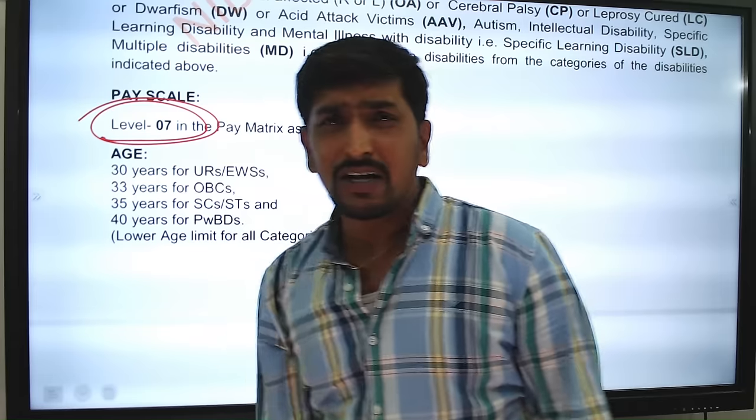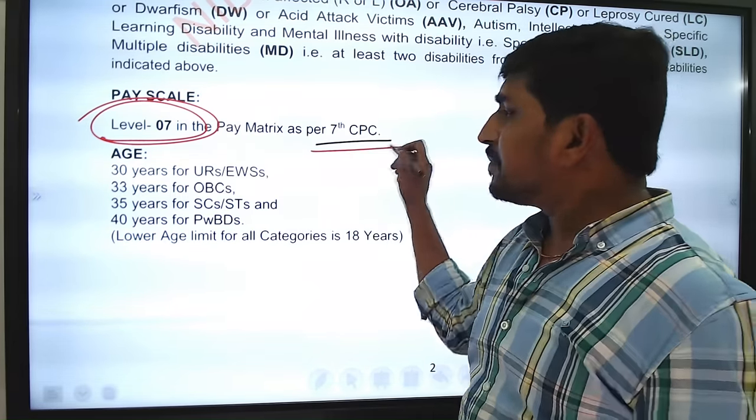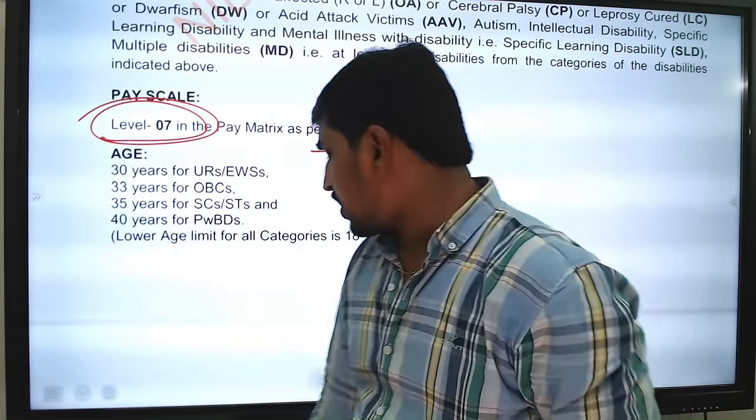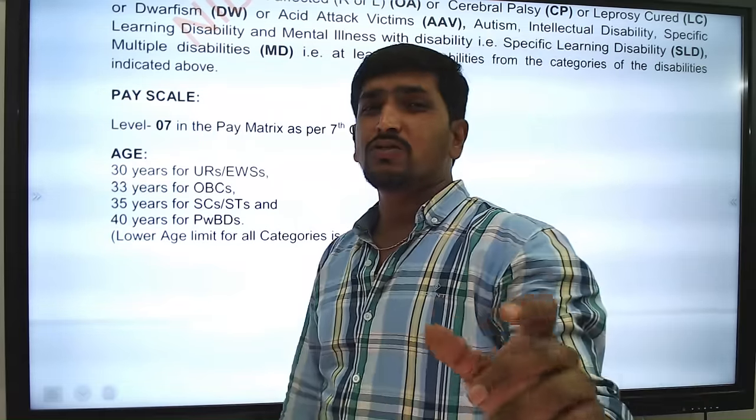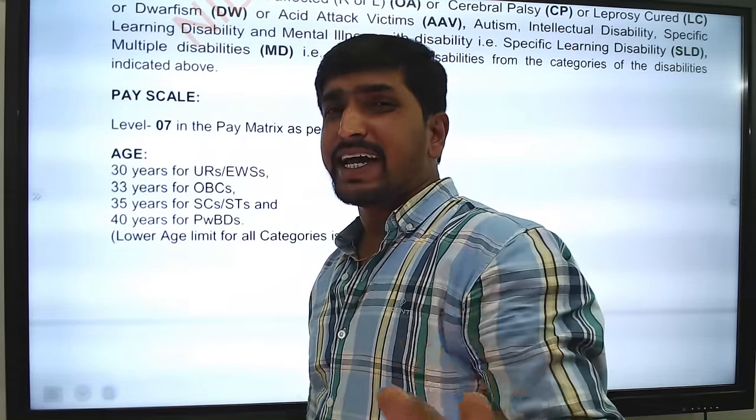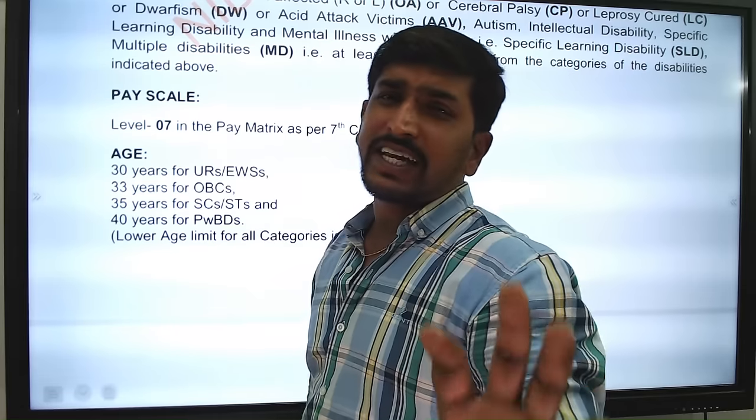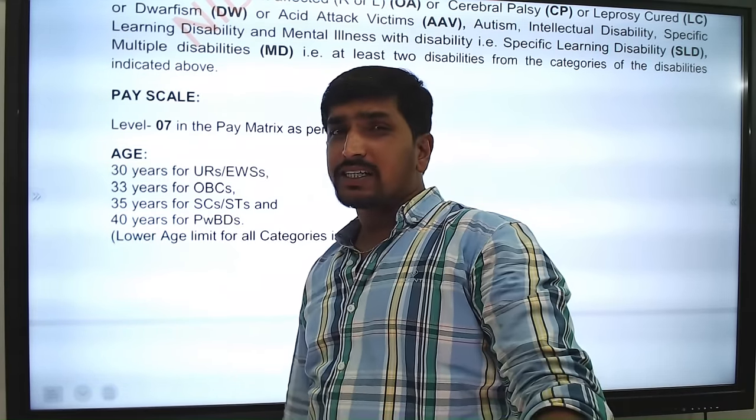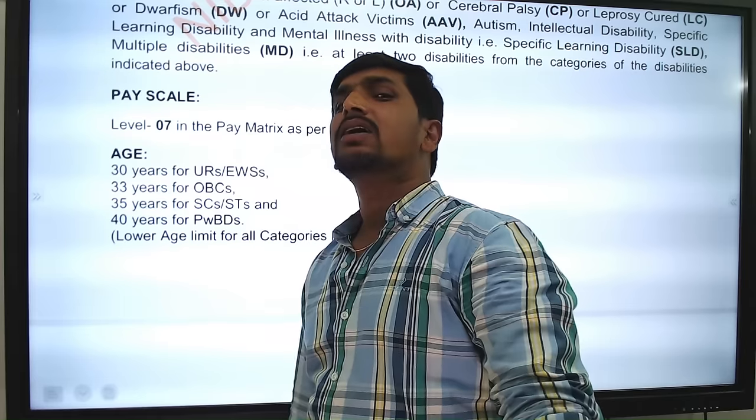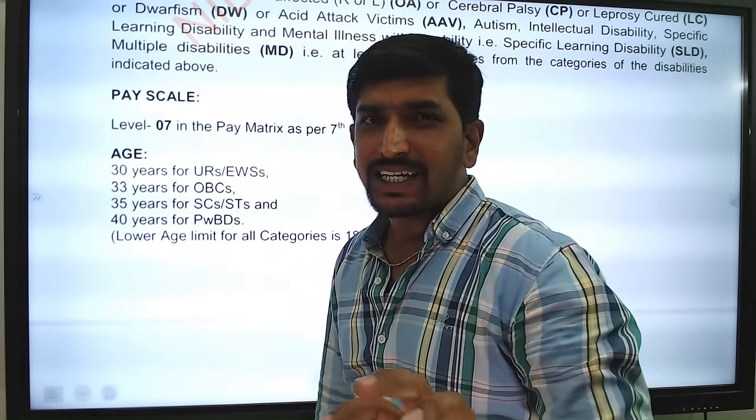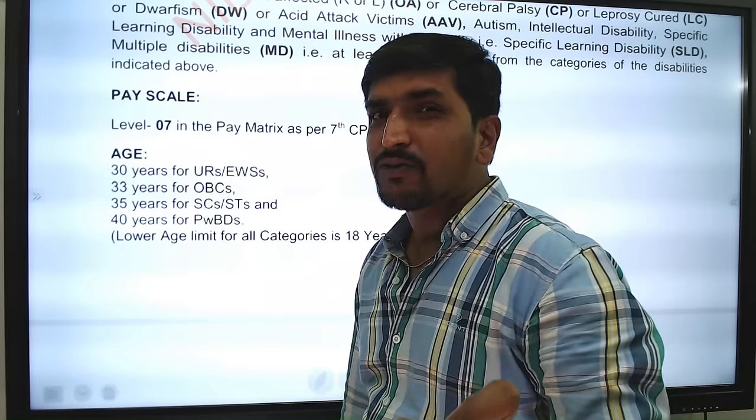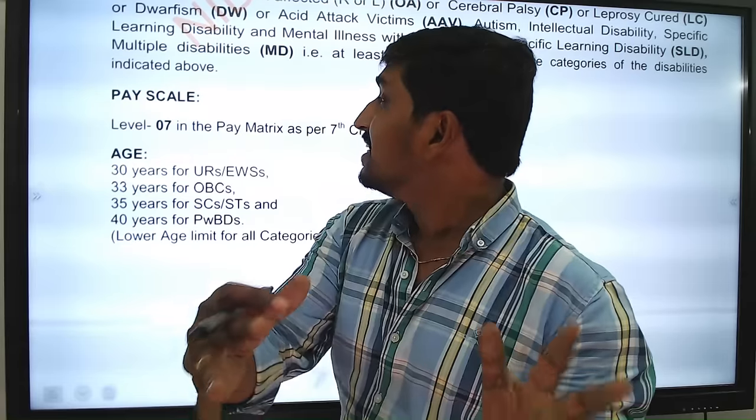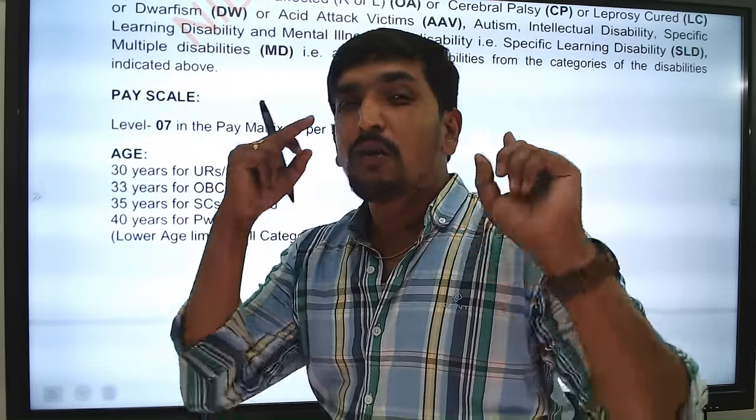It is the seventh level, it may be the 11th. With the seventh level scale, you will get around above 80,000. Adding the DA, HRA, and all the allowances, you will get above 80,000, even 83,000. That's a sure thing. And once again, according to the level 7, what exactly is the monthly gross salary you will get? I am making one special video. In that video we can discuss what exactly the seventh level scale is. I will make one special video for this.